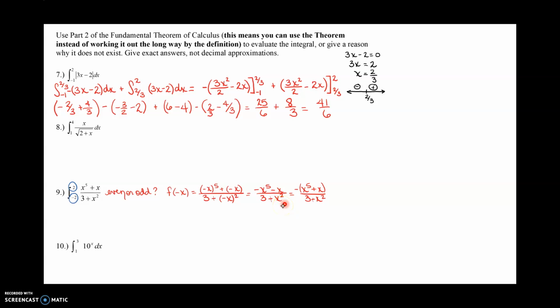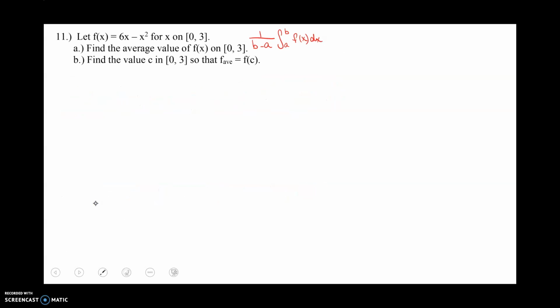x squared. If you'll notice, I could factor a negative out of my numerator. So I literally am getting the opposite of the exact same function that I started with. So if it's opposite, then it's odd. And remember that if you have your a and b values opposites of each other and your function is odd, your answer is automatically 0. All right, 10 was a problem we were omitting.